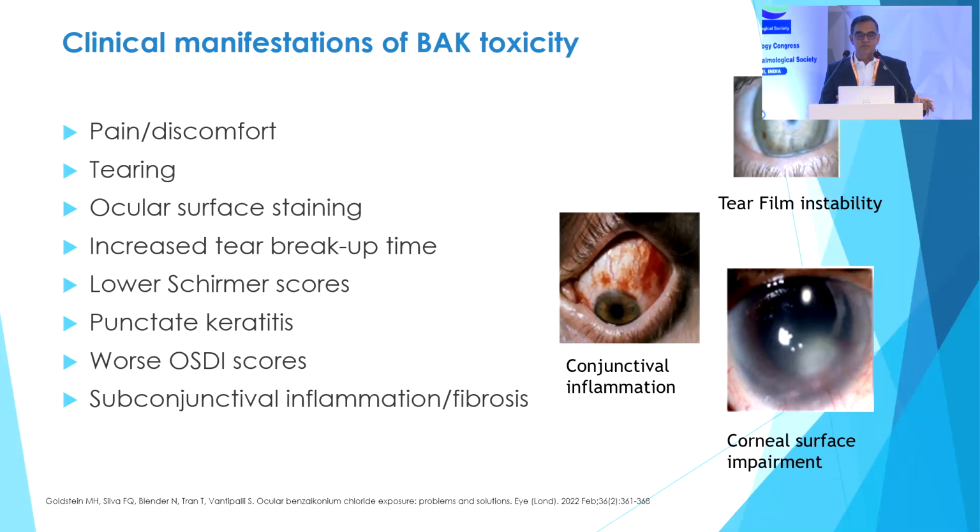In terms of symptoms, pain, discomfort, tearing, people are quite symptomatic with ocular surface staining, increased breakup time, low Schirmer scores, punctate keratitis, worse OSD, and of course the subconjunctival inflammation. All of us who treat glaucoma patients on medication for long periods know the eyelids can't be spread apart, the orbits tend to sink, and they have this periorbitopathy related to the prostaglandins. These are the candidates who don't really do well with trabeculectomy either, even if you use antimetabolite.